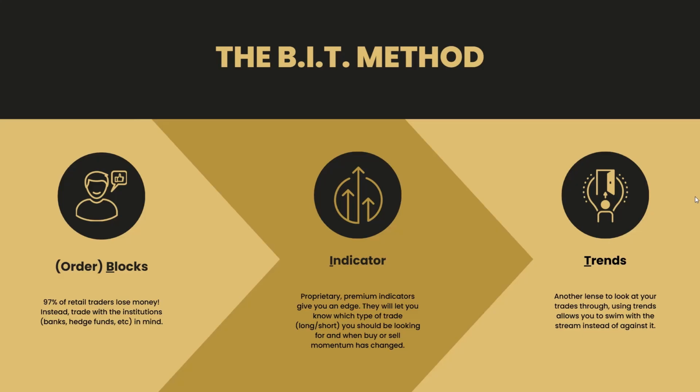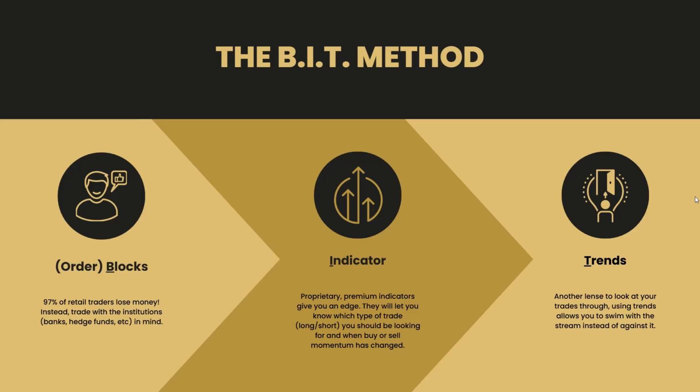And then T for trends. So B.I.T is blocks, indicators, and trends. T for trends is another lens to look at your trades through. Using trends allows you to swim with the stream instead of against it. You always want to go with the momentum instead of against it. It allows things to be that much cleaner, easier and simpler. And it's another confluence.